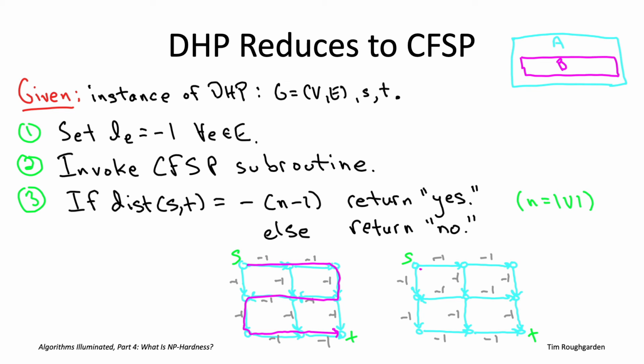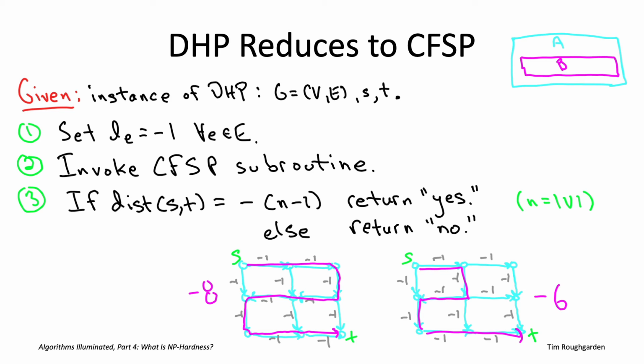Now in the second graph, there is no ST Hamiltonian path, and for that reason, there is not going to be any path from S to T that has length -8. Whatever the shortest path distance is from S to T, it's going to be bigger than -8 because there's no ST Hamiltonian path. And if you think about it, you realize that the best you can do is -6 in this graph on the right. So indeed, the reduction is going to do the right thing in this graph.